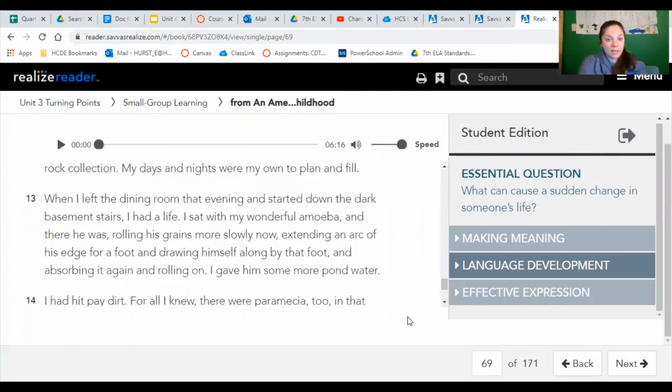I would like you guys to find a quote somewhere in paragraph 12 to 14 area. Pick a quote that you think supports the central idea and explain how you think that supports the central idea. And that's going to be your exit ticket for the day. So then you will be done with my lesson.